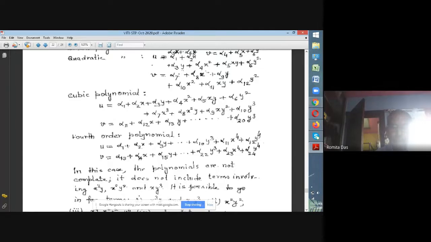So therefore, it is fourth order variation in x, but then cubic variation in y. So that's not good. That's not permitted. So you must be careful while selecting the polynomial expressions and the terms.